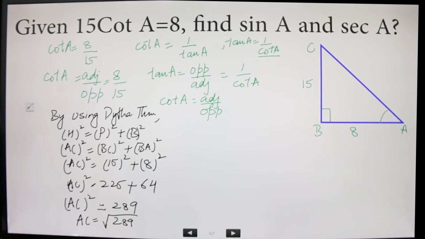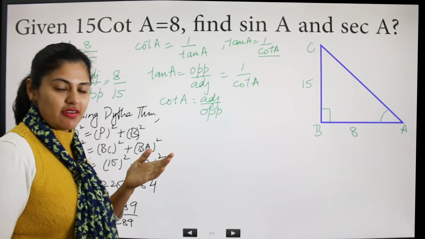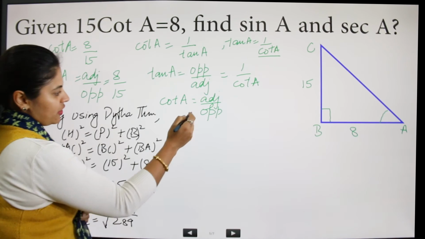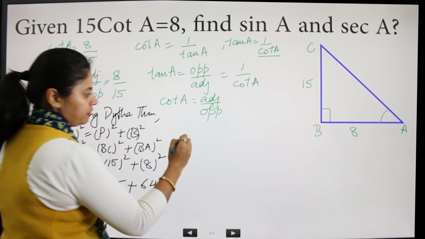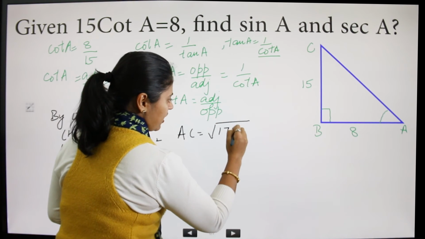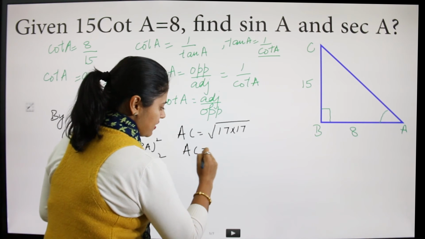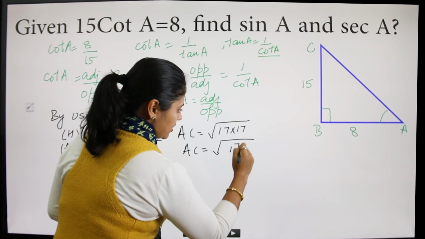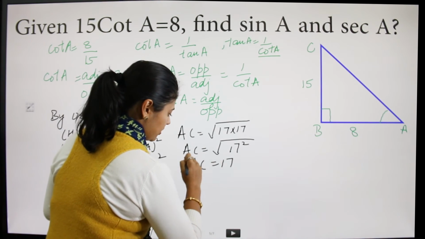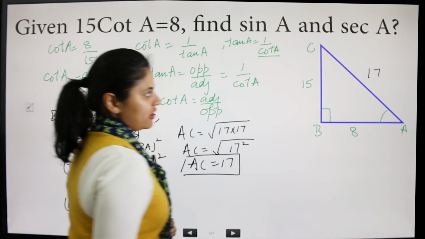So what will be the square root of 289? Here you need to remember a little bit of squares. 17 square is 289. AC is equal to 17 times 17, which is 289. So can I write this as AC is equal to the square root of 17 square? The square goes with the square root, so this is equal to 17. So you got the value here. Let's write 17 in here.